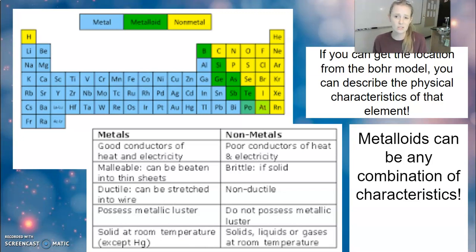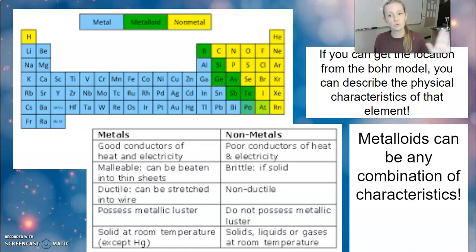They're usually fairly dull in appearance. They can be anything from solids, liquids, and or gases at room temperature. A lot of them do happen to be gases, though. Depending on the location of your element tag on the periodic table, you can tell if it's going to be a metal, metalloid, or non-metal, and then because you know its classification, you'll also be able to tell what that element looks like without ever having to look it up or Google it.